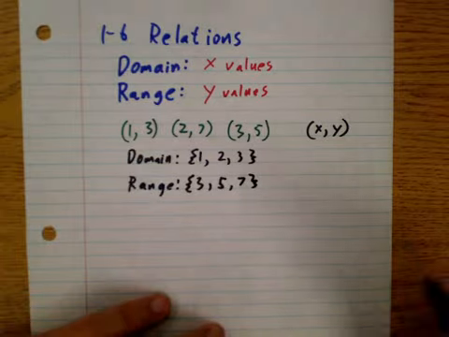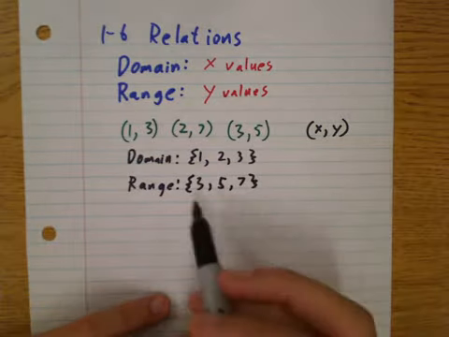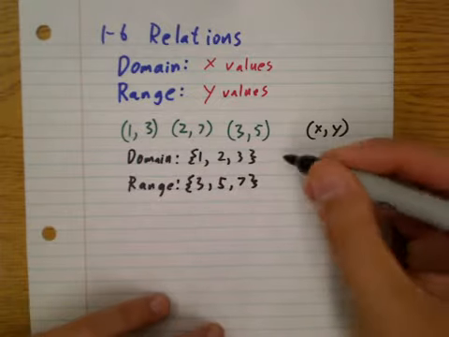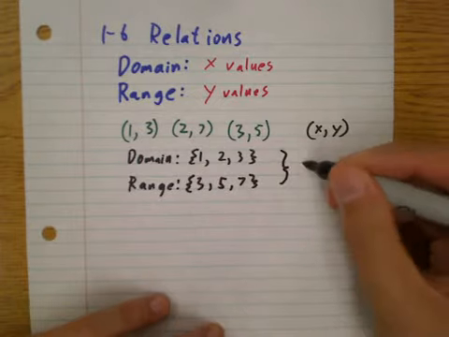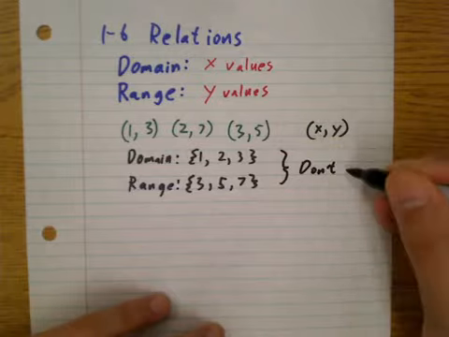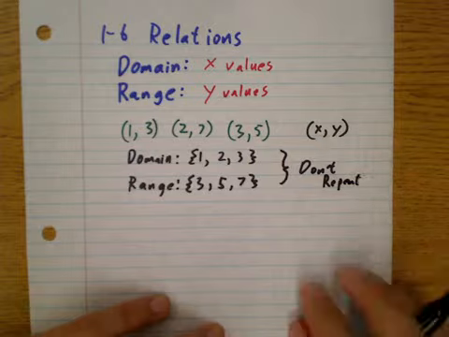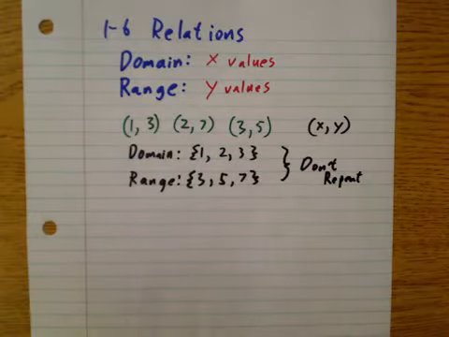And I will say here that we usually don't write repeats. Like if the y values are 3, 7, and 3, I'd only write 3 once. So don't repeat those numbers as you're working there.